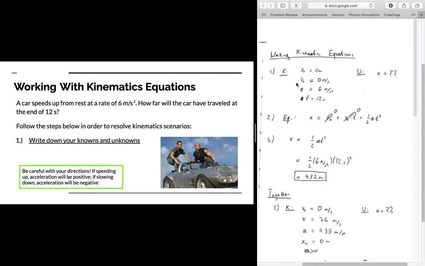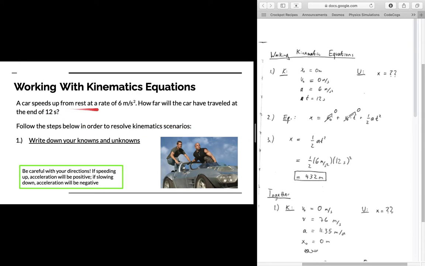Our initial velocity here is 0 meters per second. We can't just choose our initial velocity; the initial velocity will either be given to us in a problem or not be given to us. In this case, our initial velocity is 0 meters per second, even though it's not stated explicitly in the problem, because the problem tells us our car speeds up from rest, meaning our car starts off at 0 meters per second, okay?